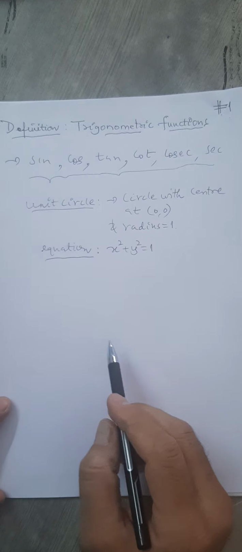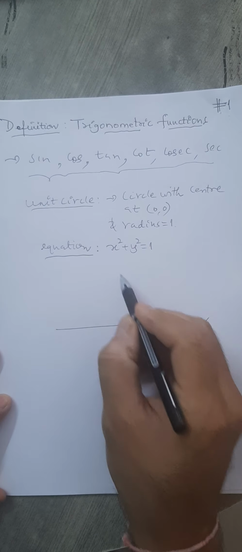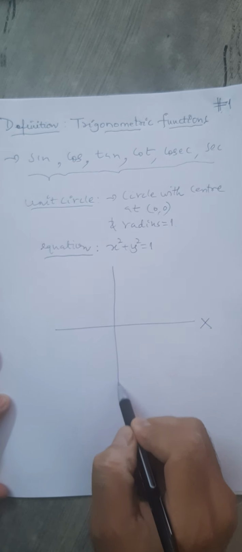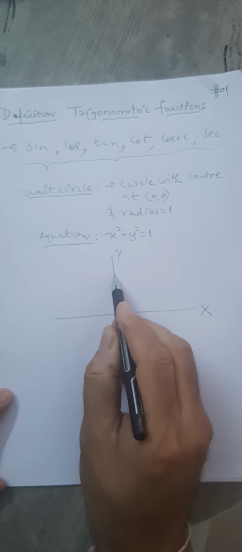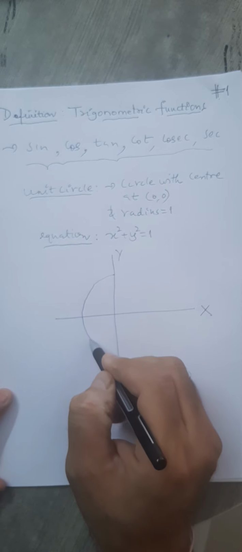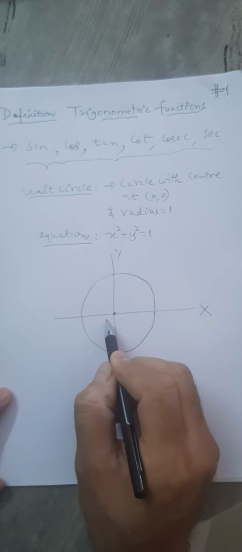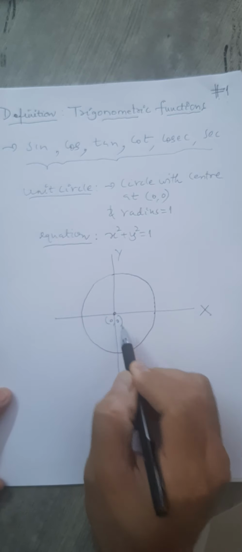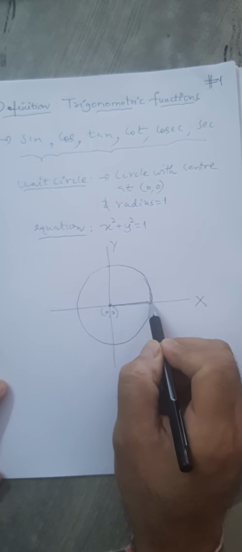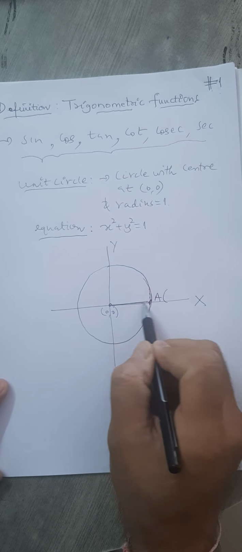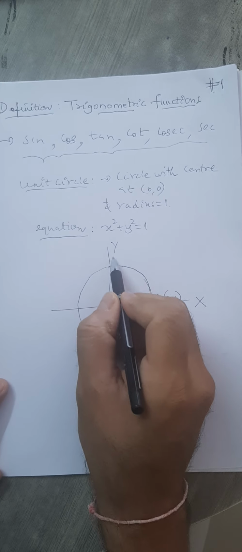Okay, so this is the unit circle. X-axis, here there is a y-axis. We consider one unit circle. So this is a circle with center at origin and radius equals to 1 unit. So this is a center which is 0 0, and this is the radius which is 1 unit. This is 1 unit. So coordinates of this point will be, if this is 1 unit, 1 comma 0. On the x-axis, y coordinate is 0.